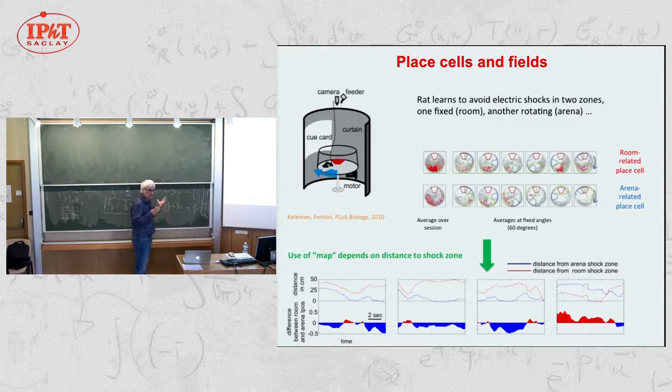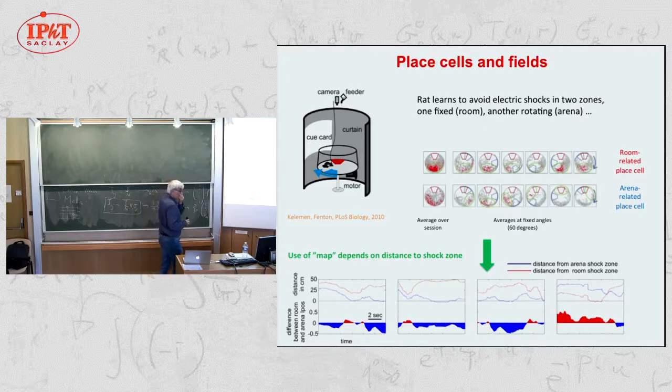Okay, so that means the rat actually has two kinds of representation. There are cells which code for position, whose activity will tell the rat immediately where it is compared to the red zone, and the other ones compared to the blue zone which is rotating. Both are important, obviously.